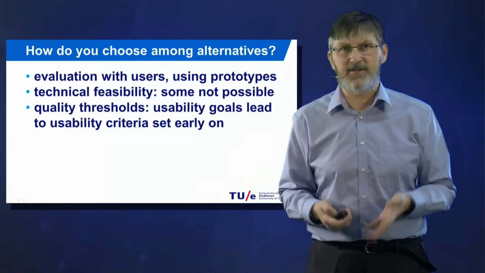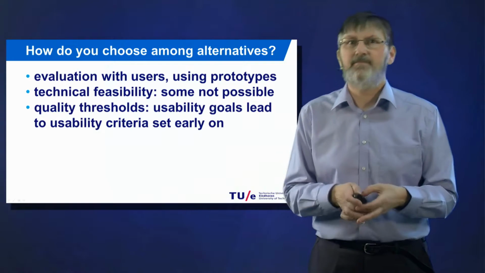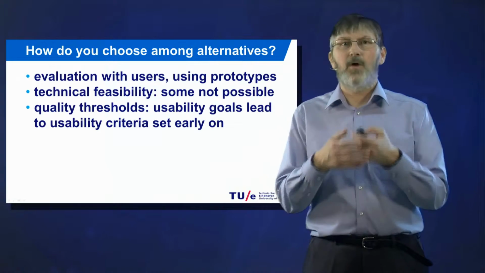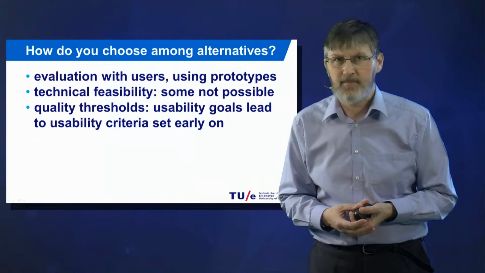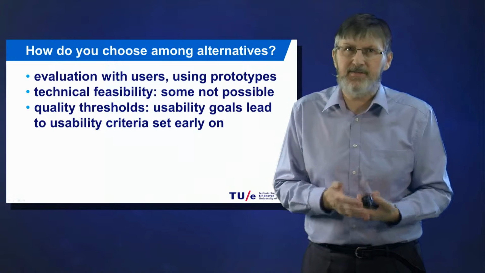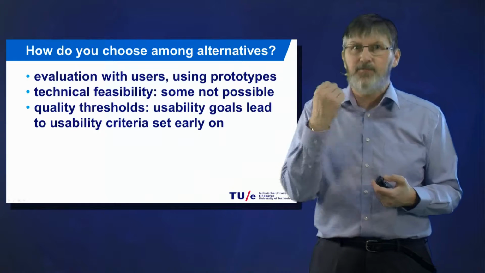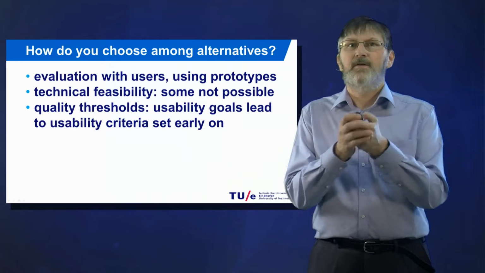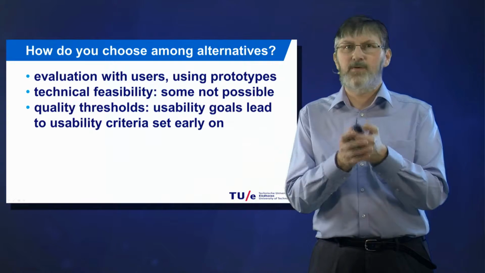We also have quality thresholds. And here, the message is essentially a sad message. On the one hand, we want to create a perfect product. On the other hand, there are realistic limitations to what we can do. We should set forth, first of all, usability goals. They will tell us criteria that the system must satisfy, and we set them early on.